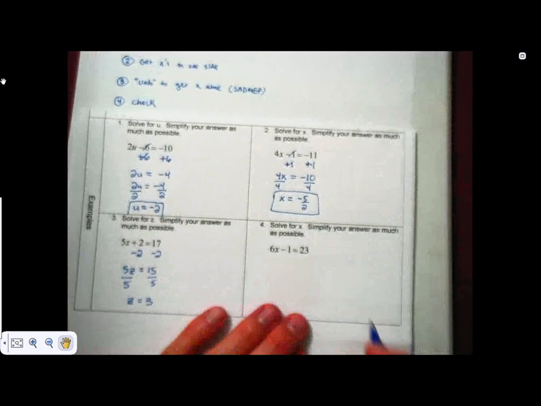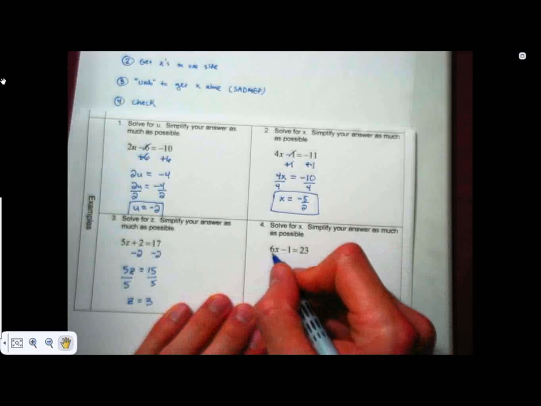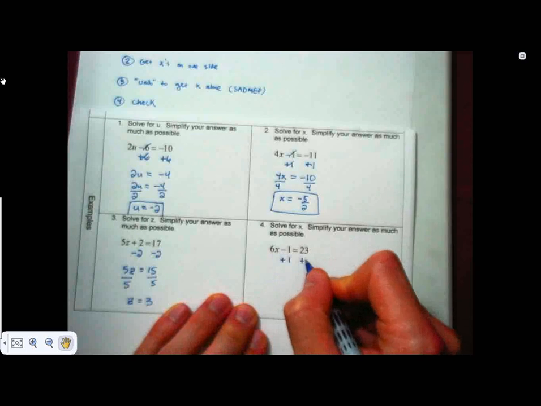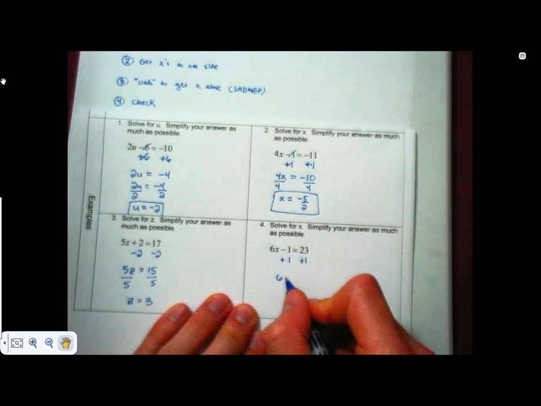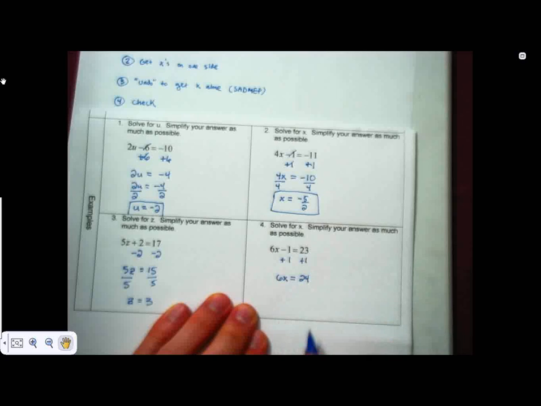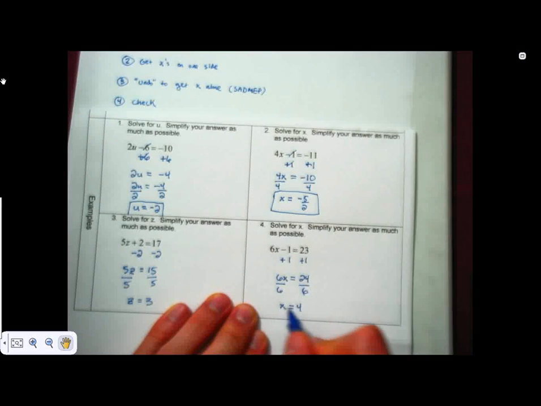And then for number 4, we have to undo times 6 and minus 1. If we undo the minus 1 first, I'm left with 6x equals 24. And then divide both sides by 6. And we're left with x equals 4 for an answer.